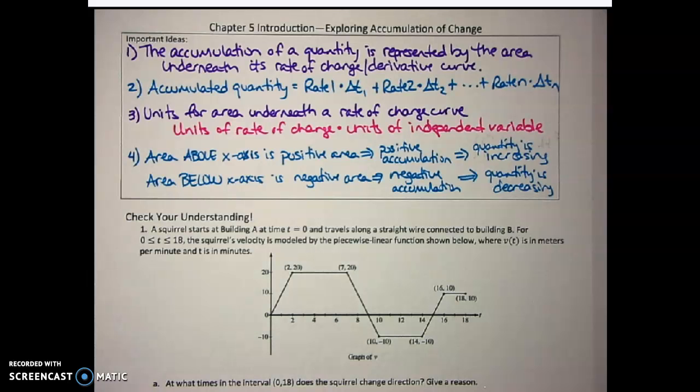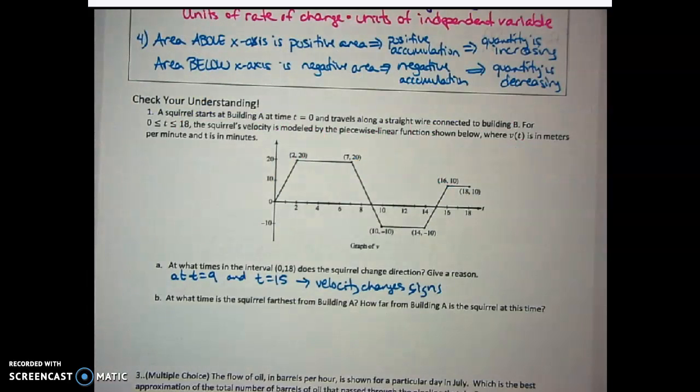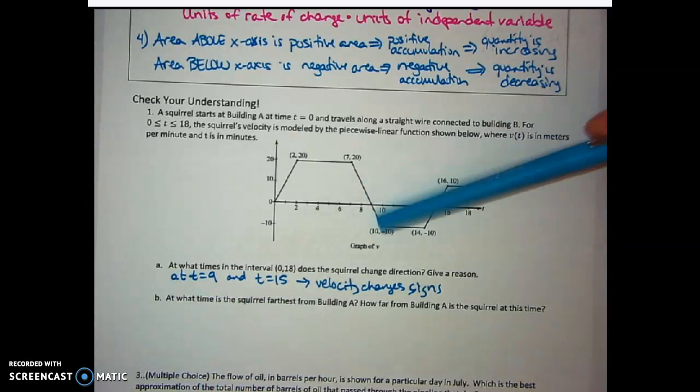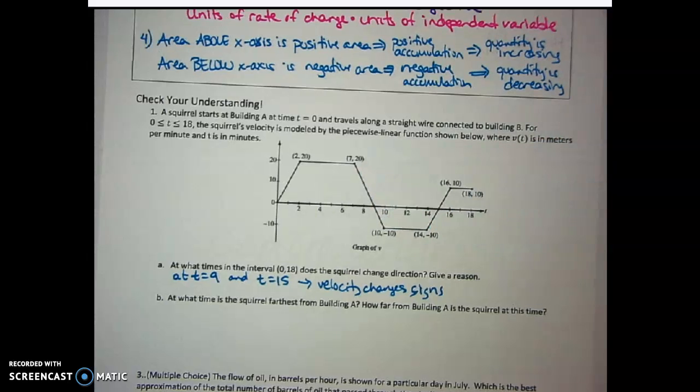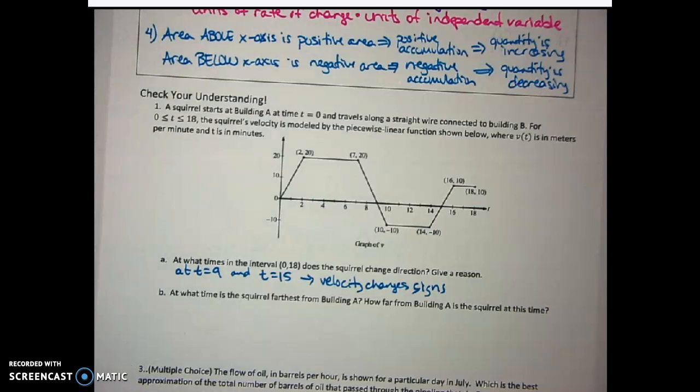And give a reason. The squirrel changes directions at t equals 9 and t equals 15. At t equals 9, the velocity changes from being positive to negative, and at t equals 15, the velocity changes from being negative to positive.